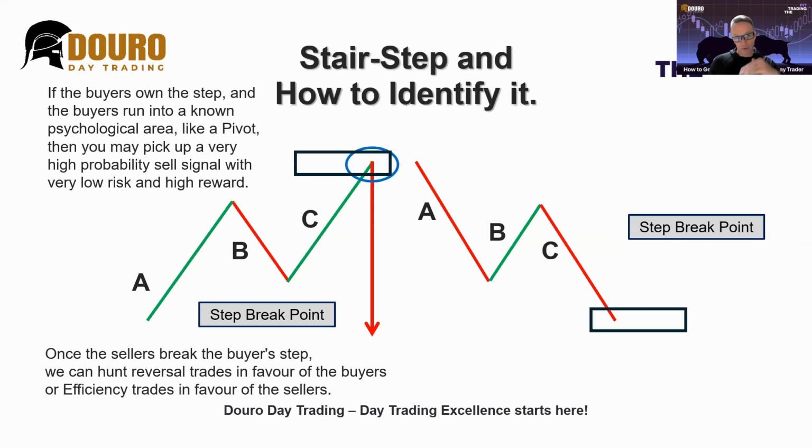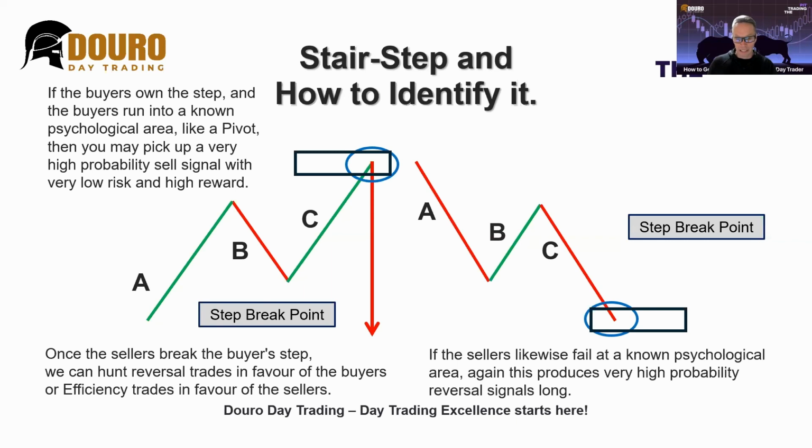On the right-hand side, you've got an ABC pattern down. If these guys fail at a known area, like a pivot or a really, really strong support and resistance level in the market, all we do is wait for the sellers to push down and fail, and then we join the buyers and we literally run it back through the step break point and then keep running it higher and higher and higher. It ends up, guys, producing very, very high probability, low risk, high return trades.